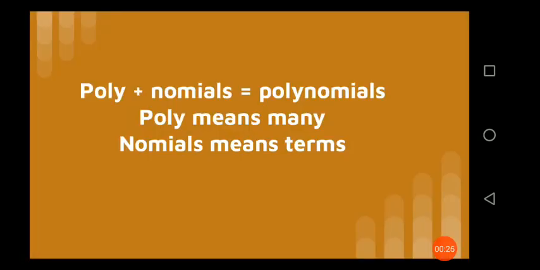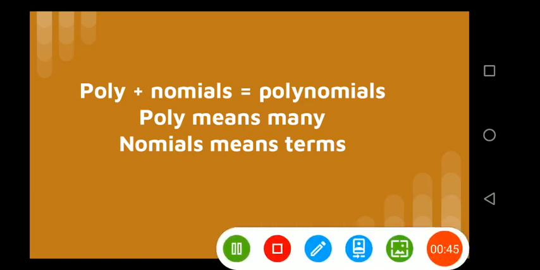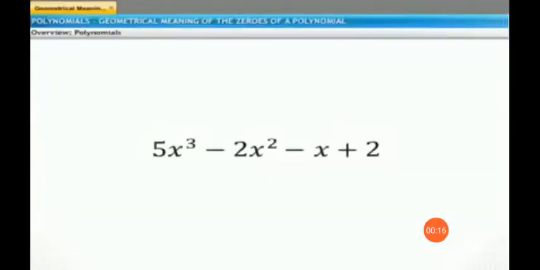So first of all, what is a polynomial? Polynomial is made up of two terms, poly and nomial, where poly means many and nomial means terms. So we can say that a polynomial is an expression which consists of many terms. Consider the expression 5x cubed minus 2x squared minus x plus 2. This expression is known as a polynomial.